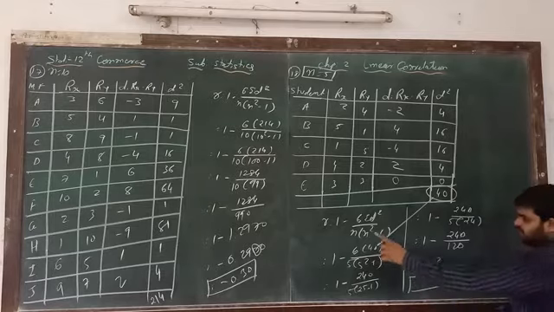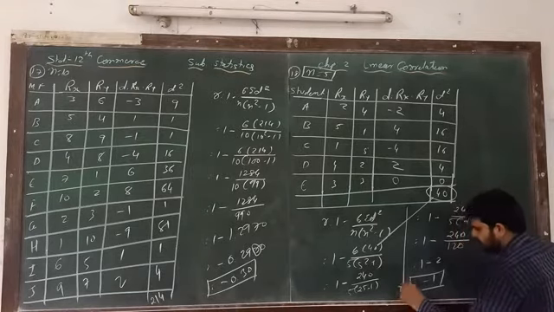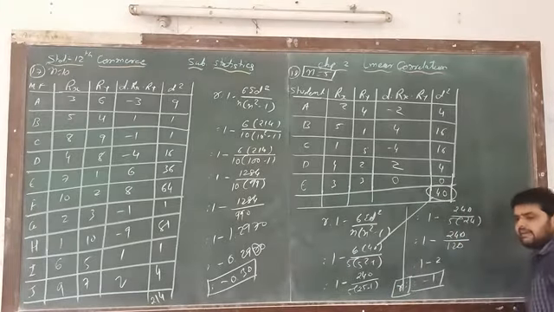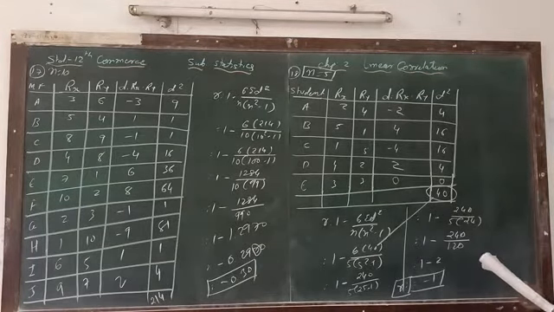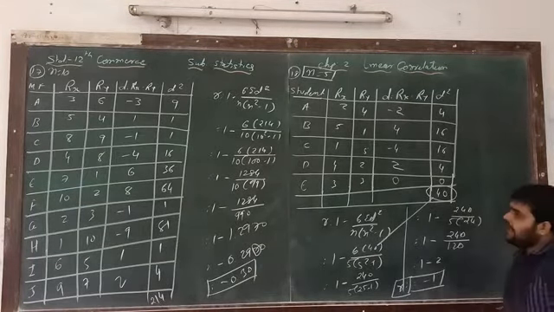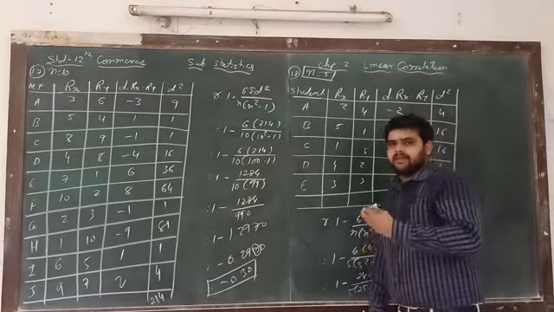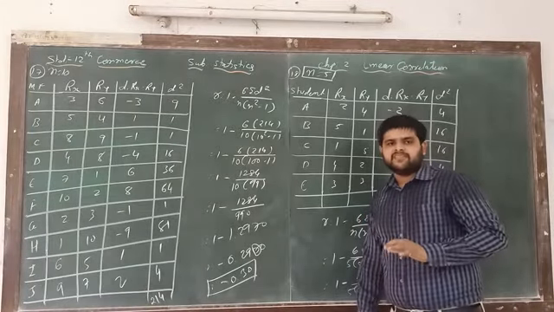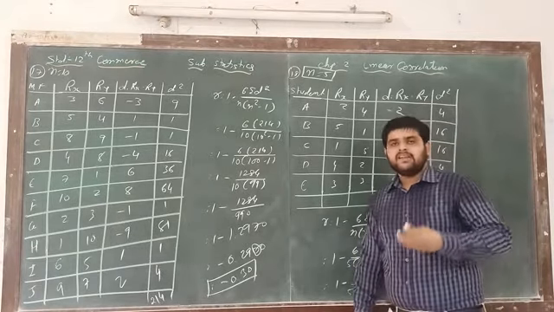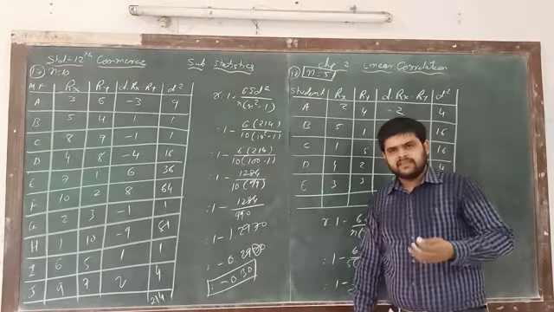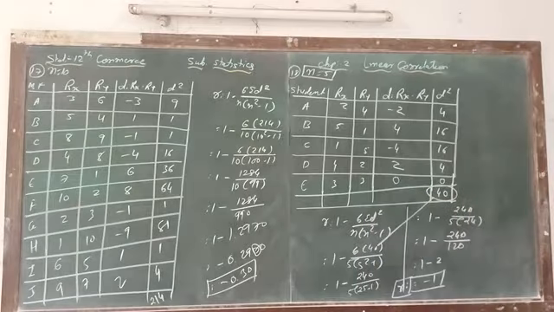So r is equal to minus 1. It's a complete negative correlation between the two things. This is example number 17 and example number 18. With the help of this d and d square, we can find the rank correlation.